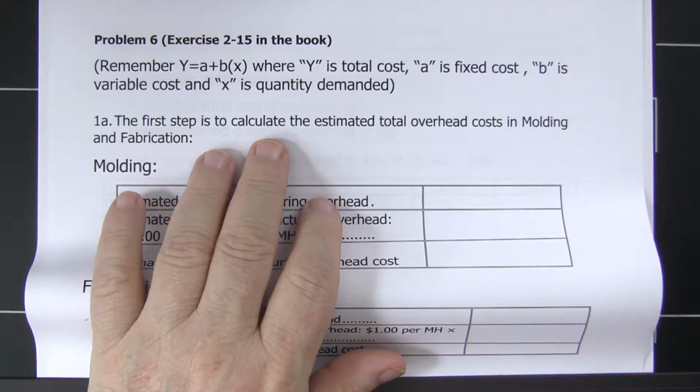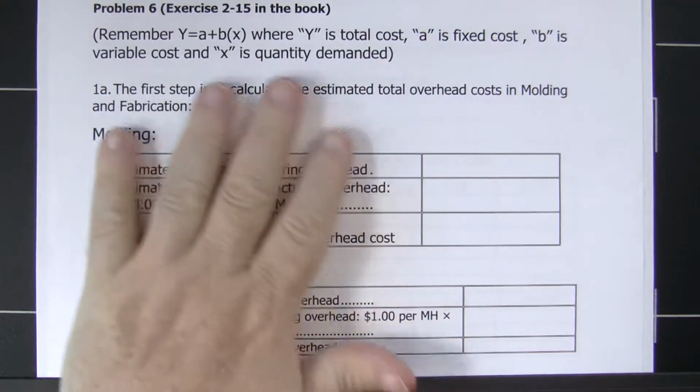Problem 6, part 1. There are 3 parts to this problem. We'll do them one at a time. This is exercise 215 in the book. This is probably the most comprehensive problem I've asked you to do yet. So, let's get started.